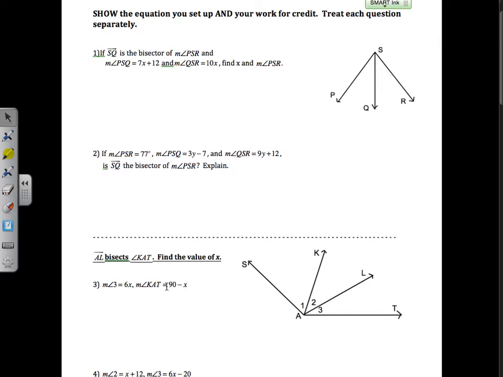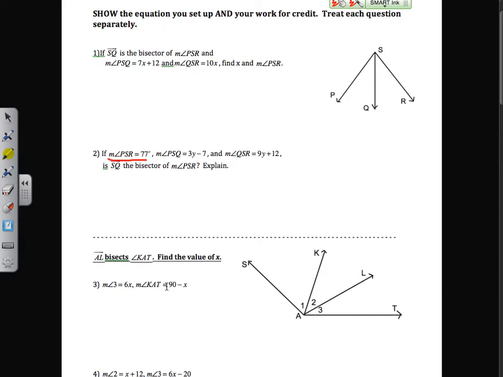Okay, so 2 says if the measure of PSR equals 77 degrees. So I'm just going to highlight PSR. So this is a whole. And measure PSQ is 3y minus 7. So this is a part. And then QSR equals 9y plus 12. All right, so actually number 1 is different because this gives me 2 parts and a whole, versus this is a part. But just to remind you, these 2 should be equal, and that's how you can start that one.